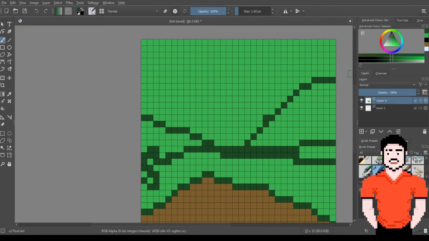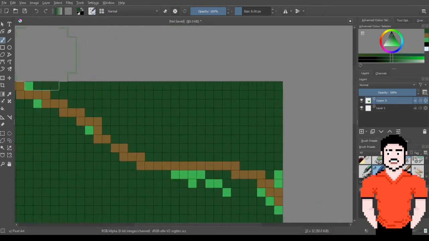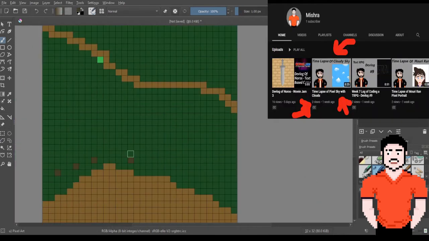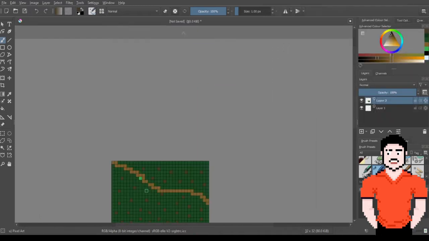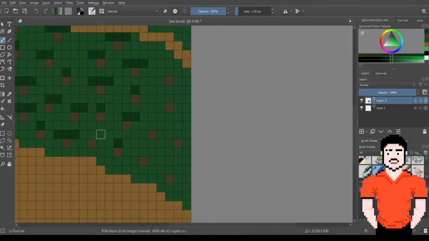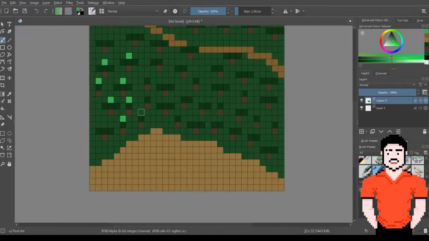This one also is a practice art like the previous one, Pixel Sky with Clouds. I practiced these for an art I will soon draw.